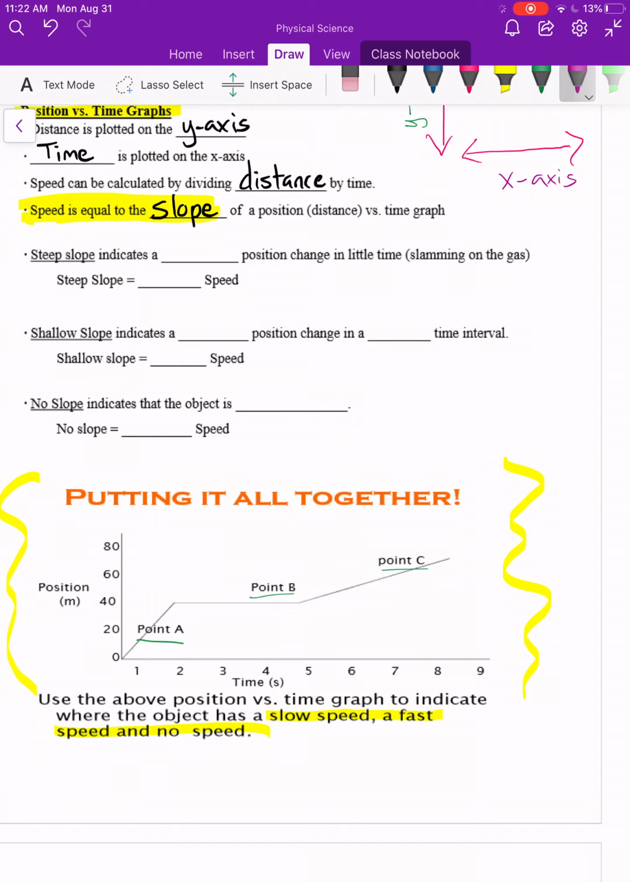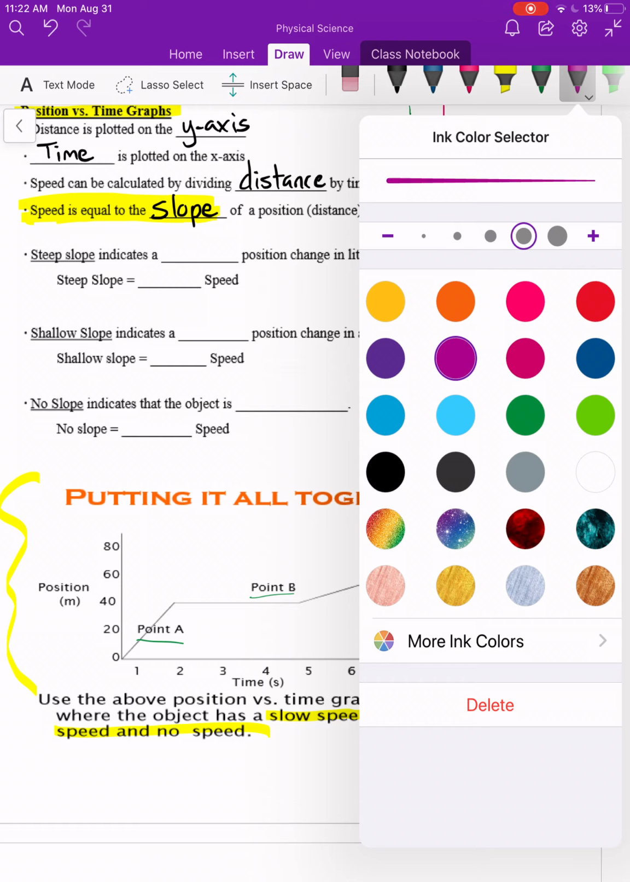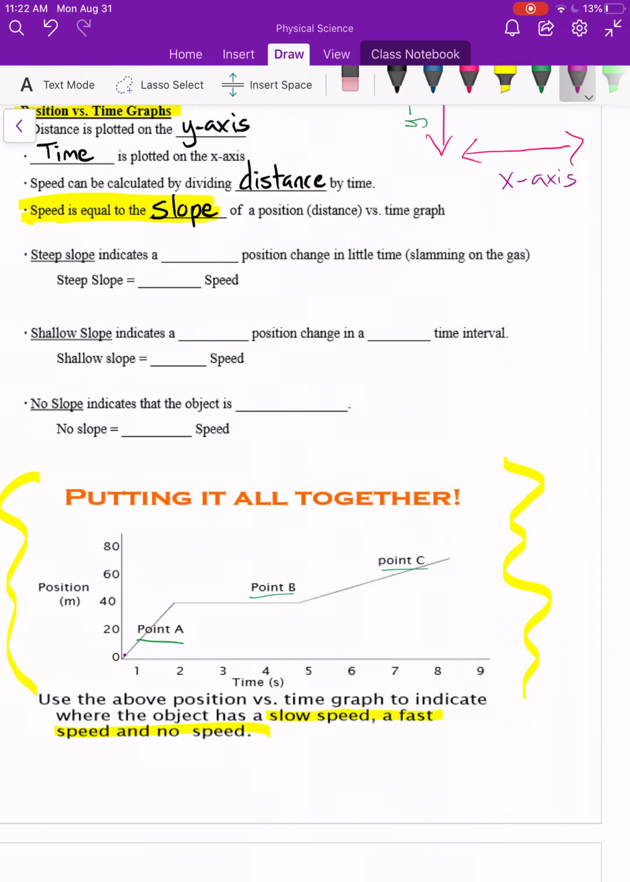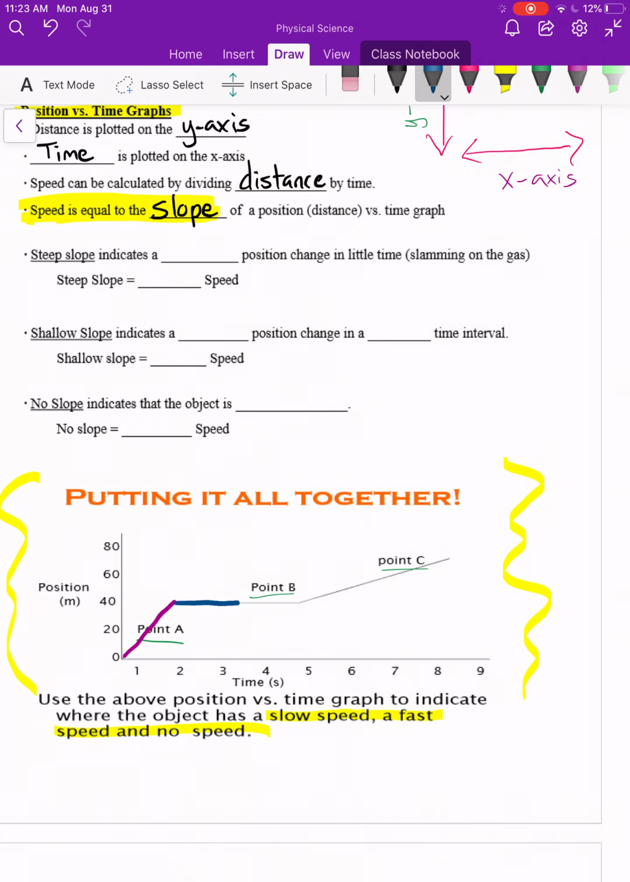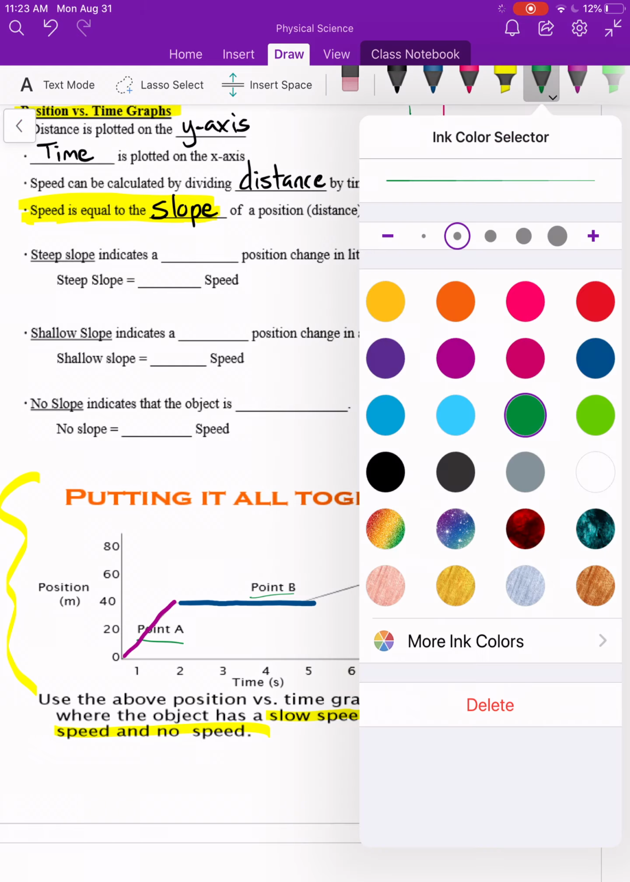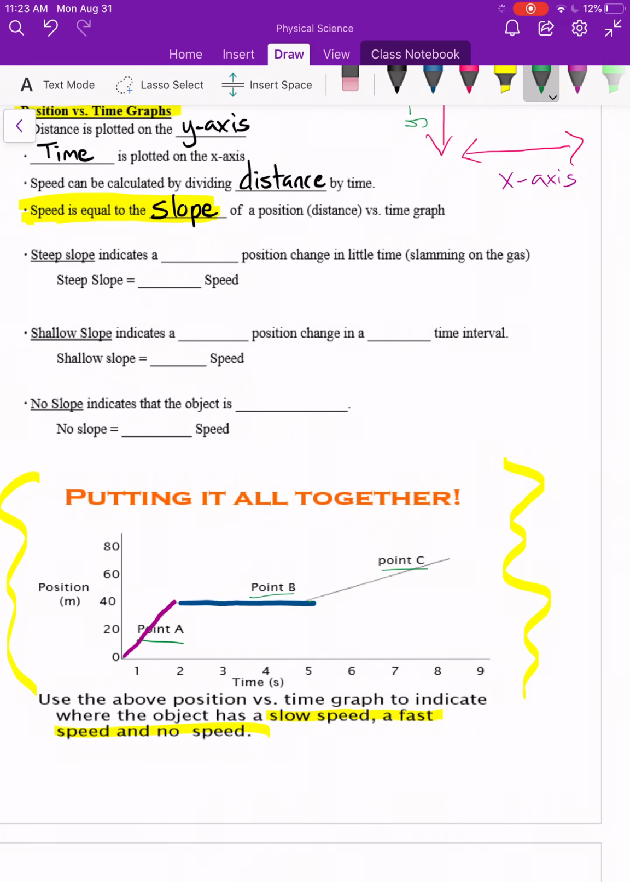So for example, I'm going to make this a little bit bigger. Is it going fast here, or is it going fast here? Let's do another color. Or is it going fast here? What's another color we haven't used? Here we go. So that's kind of what we're looking at. Where is it going fast? Where is it going slow? Where is it not moving? Let's go back to the notes up here and talk about that very thing.